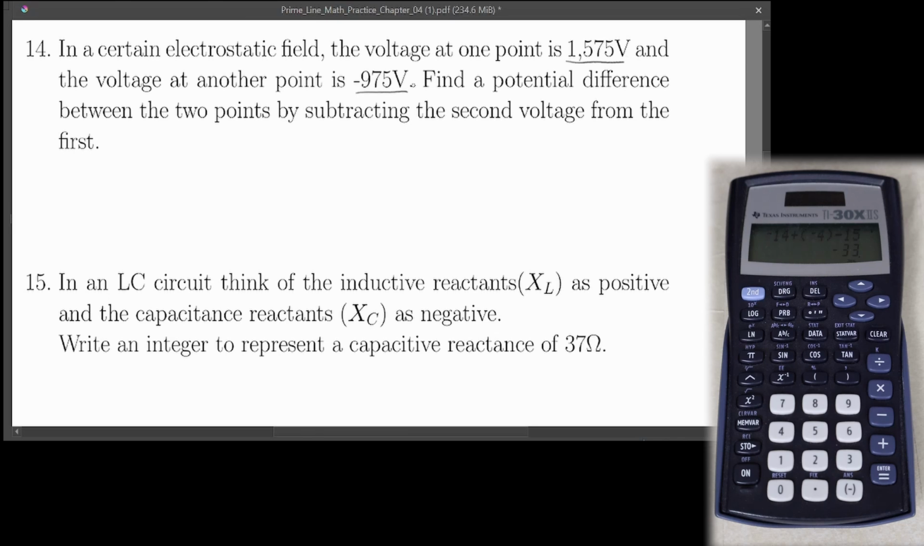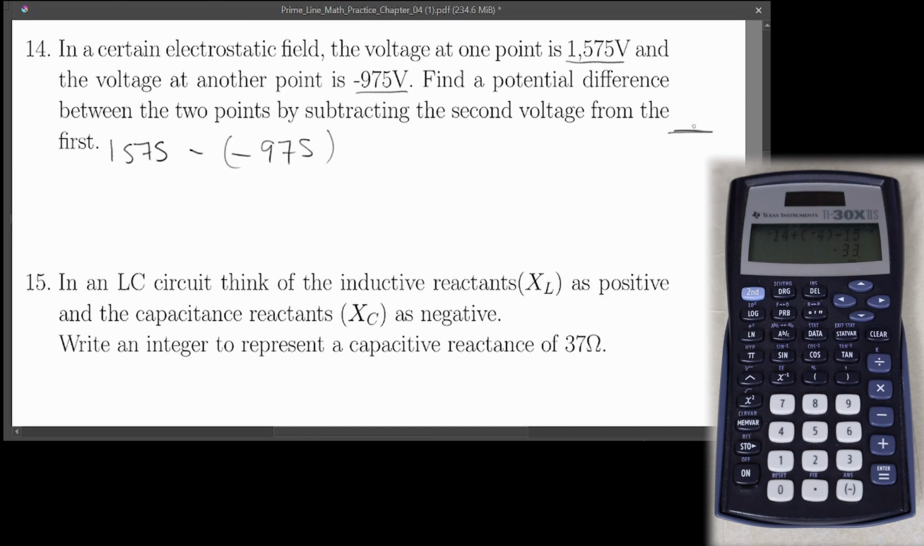Number 14, it tells us that we have a voltage in this field of this value and at another point, and they want us to find the potential difference by subtracting the second voltage from the first. So we're going to take the negative 975 volts and we're going to subtract that value from the first, 1575 minus that. And that's going to show our overall voltage.